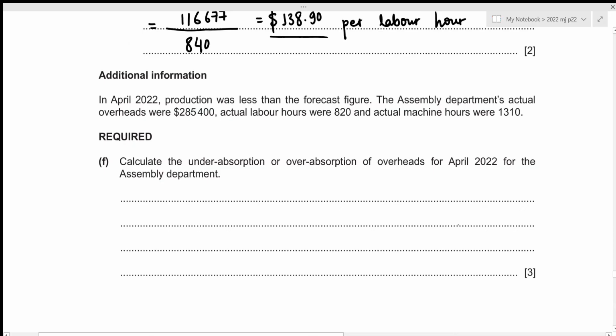Again, we are given additional information. In April 2022, the production was less than the forecast figure, and the assembly department's actual overheads were 285,400. Actual labor hours were 820 and actual machine hours were 1,310. Now we need to figure out the underabsorption or overabsorption. What we know is that the actual overhead for assembly department was 285,400. Now in order to figure out whether there was underabsorption or overabsorption, we need to figure out our budgeted overhead as well.